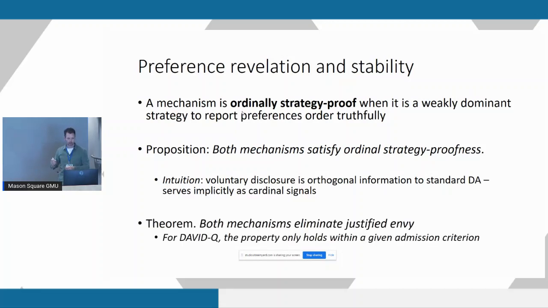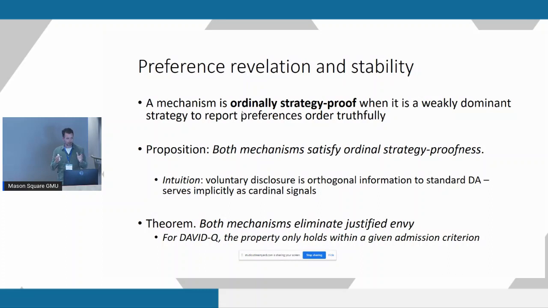So, first good thing. The next thing that the Nobel Prize was also given for was this elimination of justified envy, and they both satisfy that to some extent. One of the mechanisms less so, because you cannot have that the quota-based satisfy elimination of justified envy across the quotas, so it's only within the quotas.